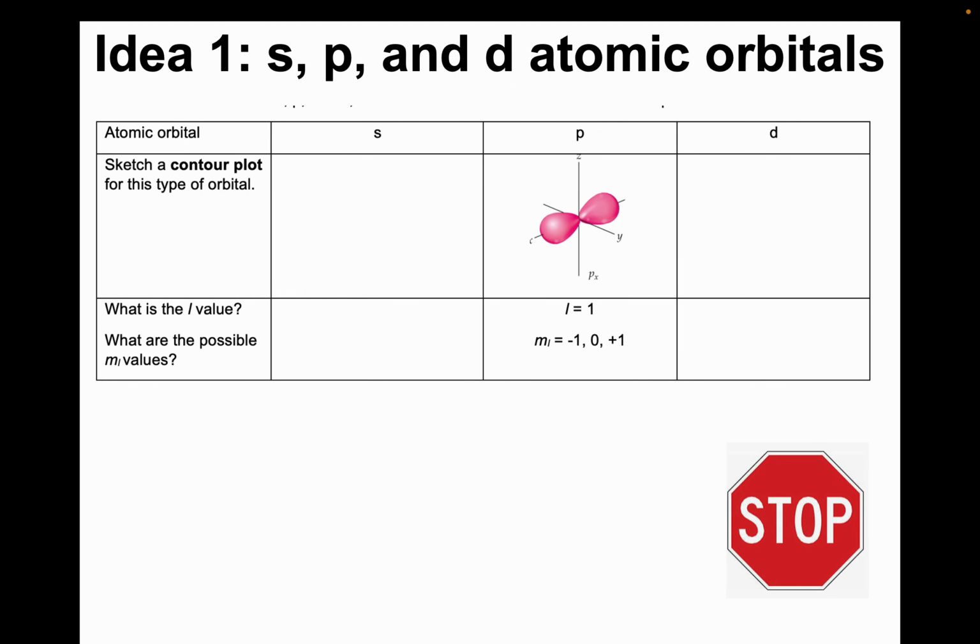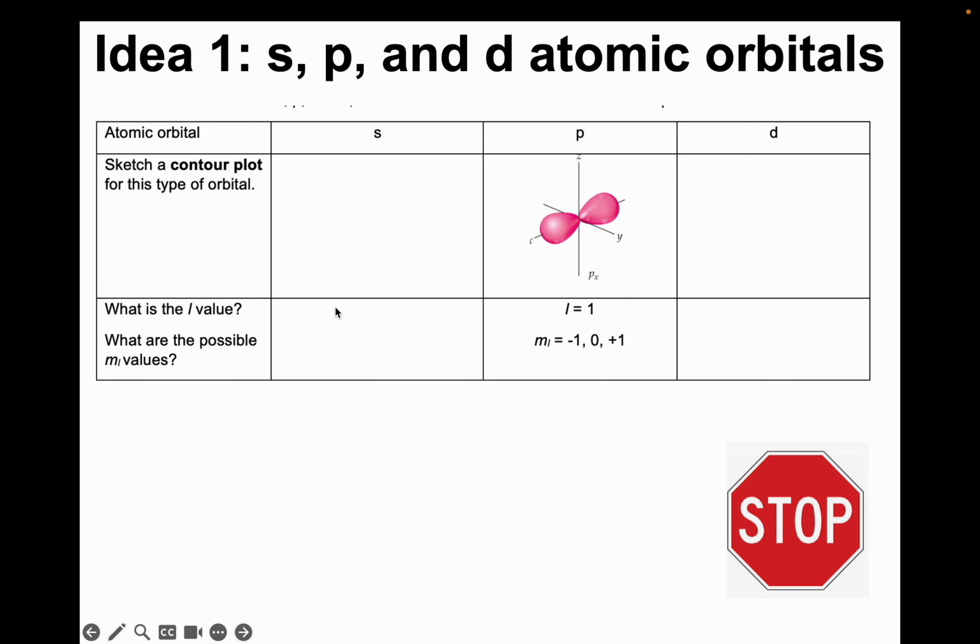So that first idea, we want to know the shape of s, p, and d atomic orbitals. This is from the pre-class reading. Take a second here. What would a sketch for an s orbital look like? What would a sketch for a d orbital look like? This is what's called the contour plot, showing the shape. This is given here for a p orbital. What would be for the s and the d?